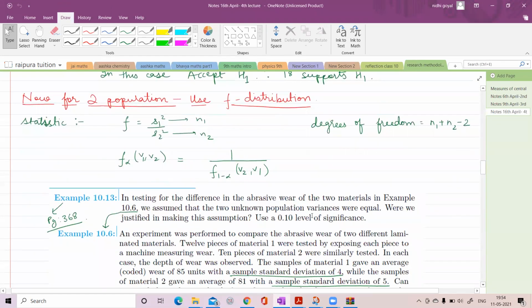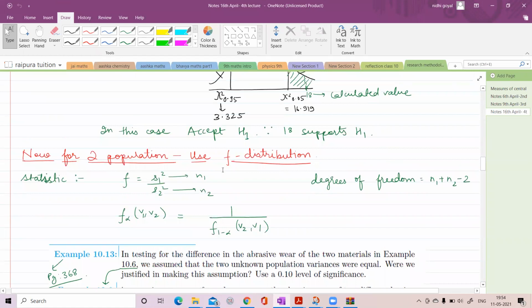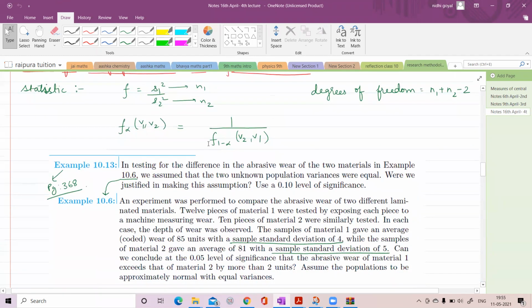Now if we have been given two populations, then we will be using the F distribution. The statistic is F equals S1 square upon S2 square, where S1 belongs to the first population and S2 to the second population. Here the degrees of freedom will be n1 plus n2 minus 2. We also have to look at this formula: F of alpha for v1, v2 will be equal to 1 upon F of 1 minus alpha for v2, v1.